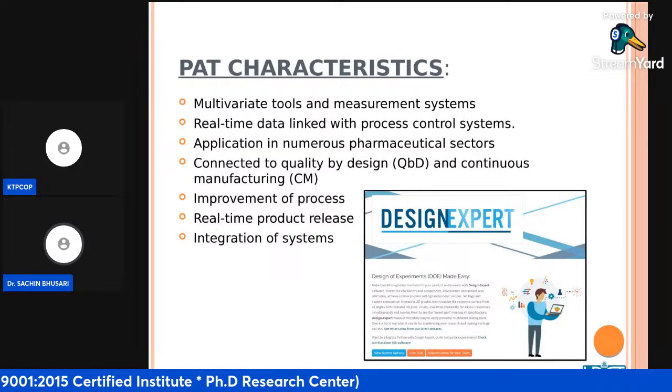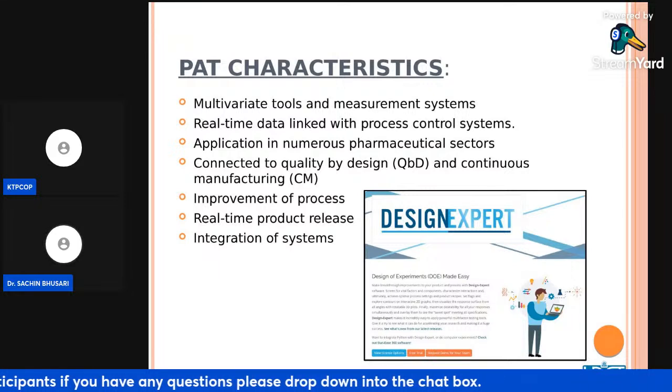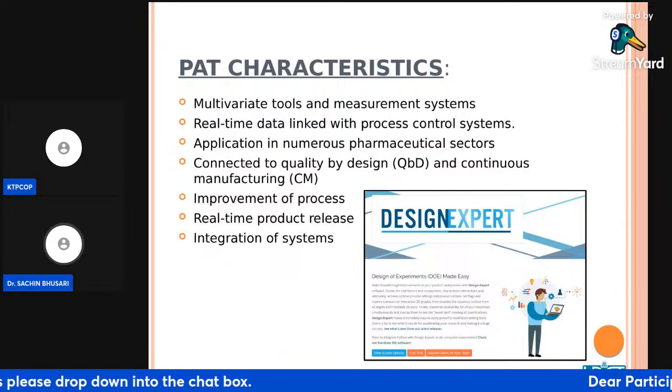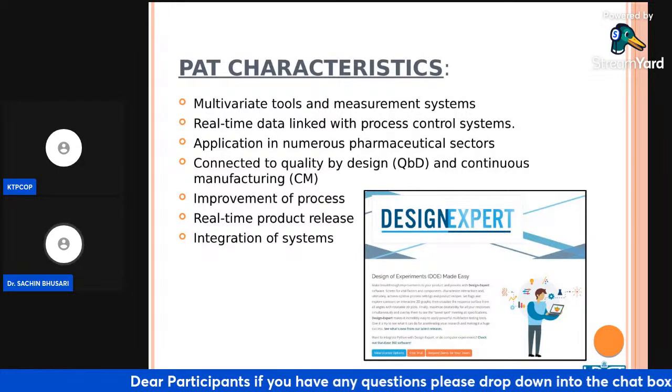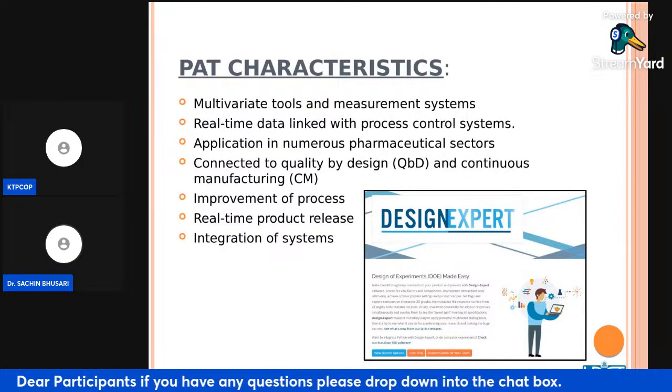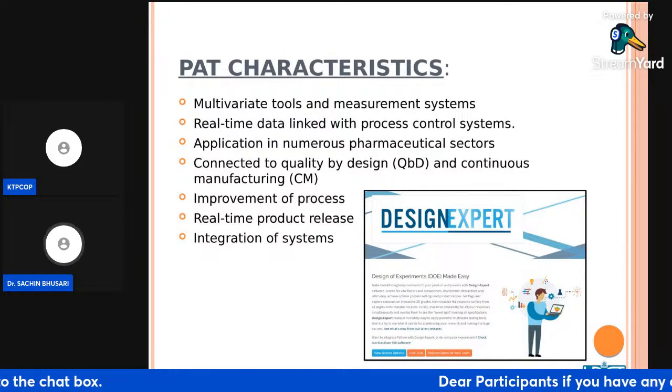Now, third is application in numerous pharmaceutical sectors. PAT is used in various sectors, right from manufacturing of API to packaging also. So now you can visualize the aura of PAT. Another characteristic is that PAT has as its backbone, or is supported by, QBD and CM. Yes, I was talking about continuous manufacturing on the previous slide, so it has relevance here.